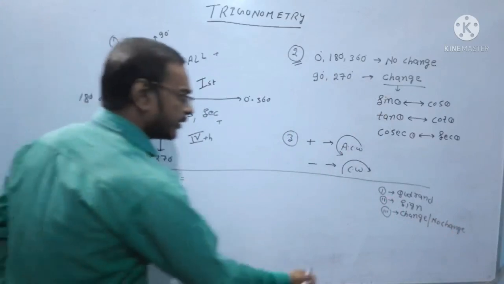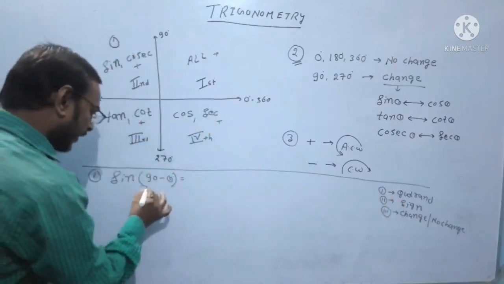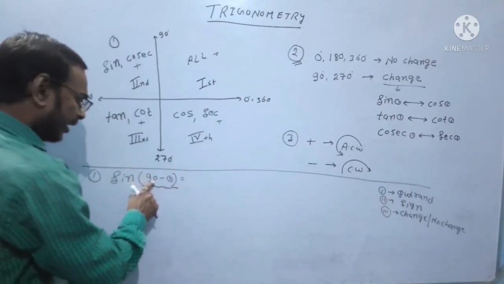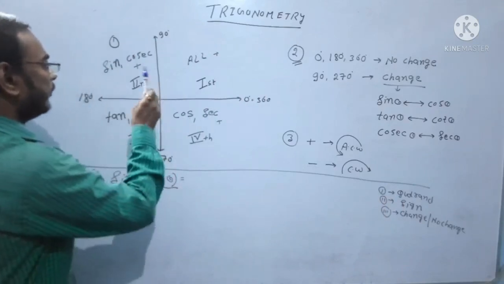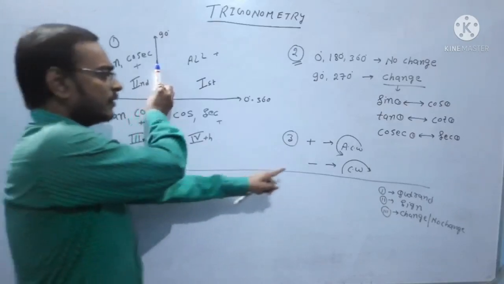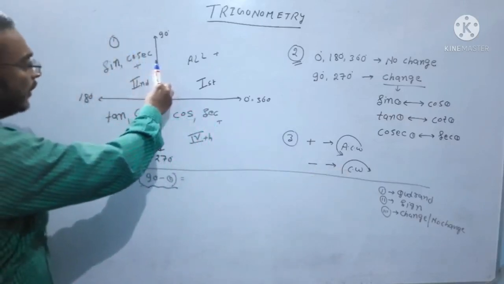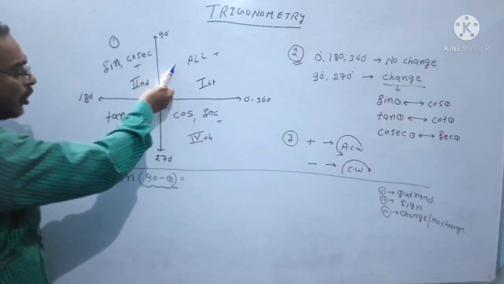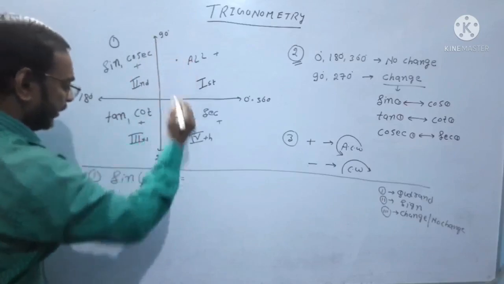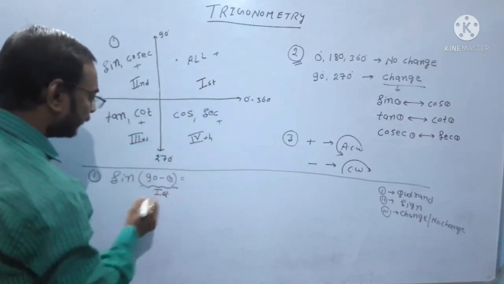The process is, first we have to decide what the quadrant is, that means in which quadrant 90 minus theta lies. So here 90 and minus. So first of all we go to the 90 and minus. Minus means clockwise direction. So we move 90 minus, that means clockwise direction, and we reach the first quadrant, that means this is in the first quadrant.